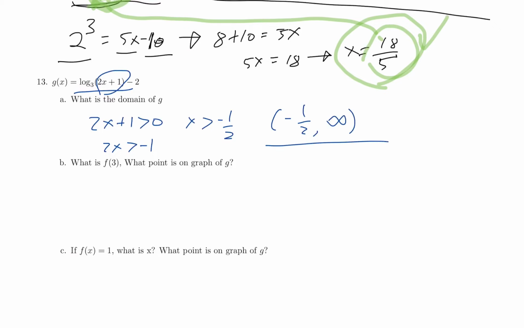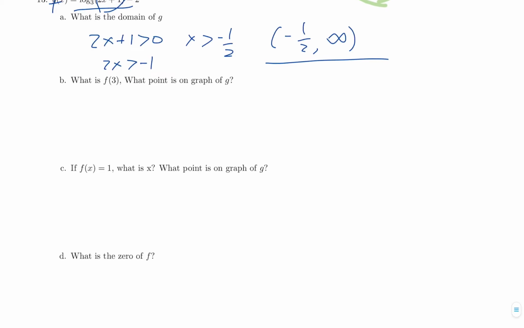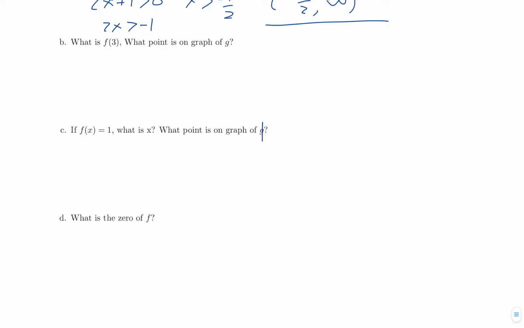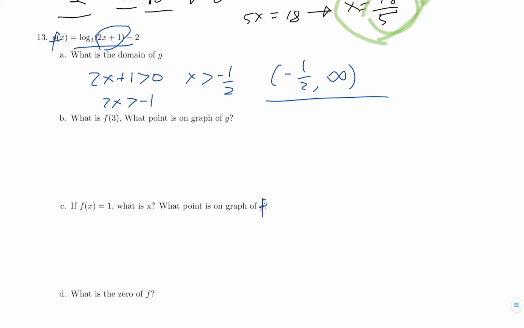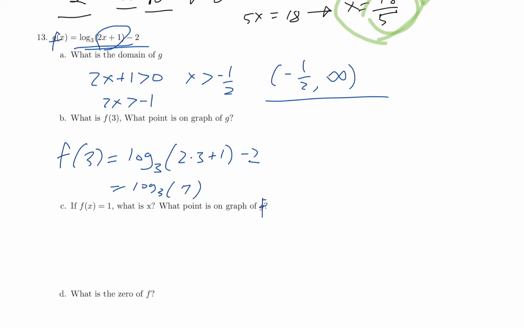Sorry, this is supposed to be f, let me just change that here. This is all f. So what is f of 3? Plug 3 in here. So f of 3 is log base 3 of 2 times 3 plus 1, minus 2. Let's simplify. Log base 3 of 7 minus 2. Right?